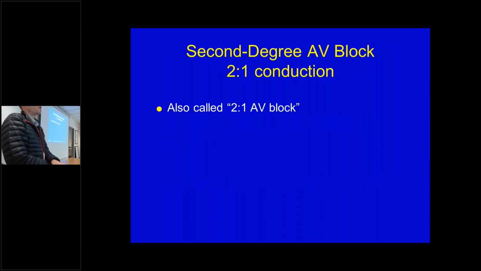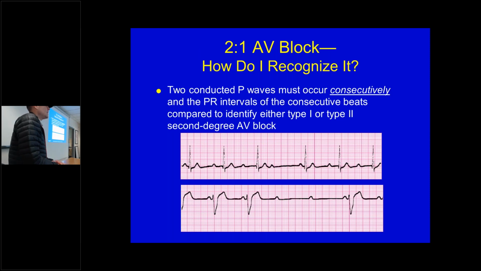So, second degree AV block with a 2-to-1 conduction. We'll talk about that 2-to-1 AV block. The reason it's important is that it's easy to confuse 2-to-1 AV blocks with a complete heart block, and I'll show you the differences. So the P waves are conducted consecutively. The problem with the 2-to-1 is you can't always recognize them.